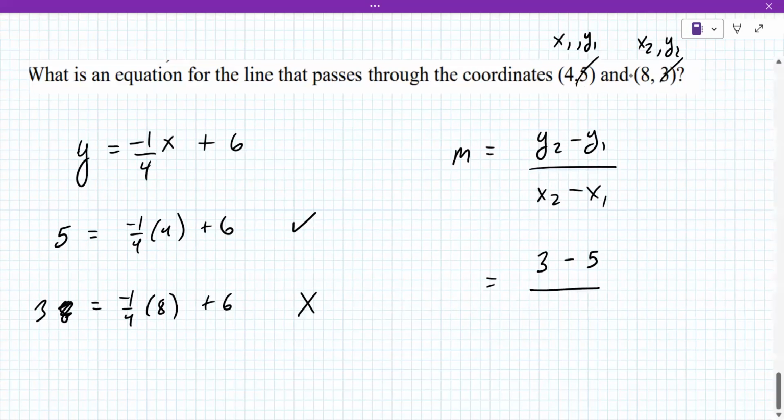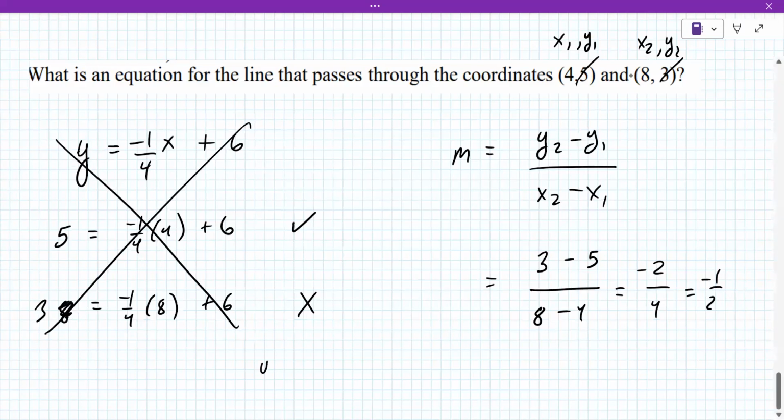And then you can use 8 minus 4, 4 over negative 2, so negative 1/2. So go ahead and recalculate that, please, for the b value. Okay. y equals negative 1/2 x plus 7.